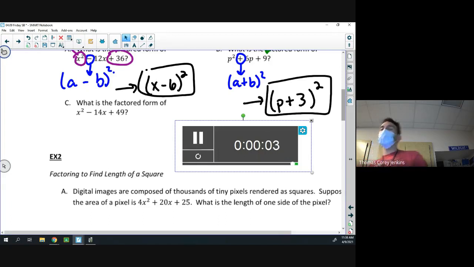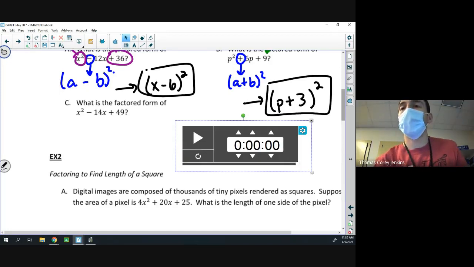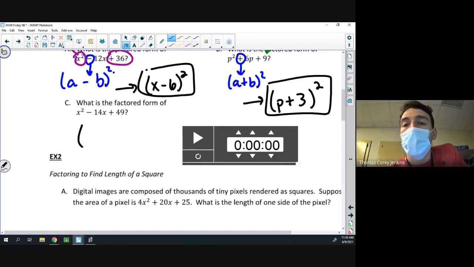All right, who's got an answer for me? Just final answer. That's all I want. Zaylen? A minus B. That's the form, but what's the final answer, though? That's all right. Yeah, we are going to do an a minus b squared. Peyton, what's my final answer? X minus 7 squared. That's right.